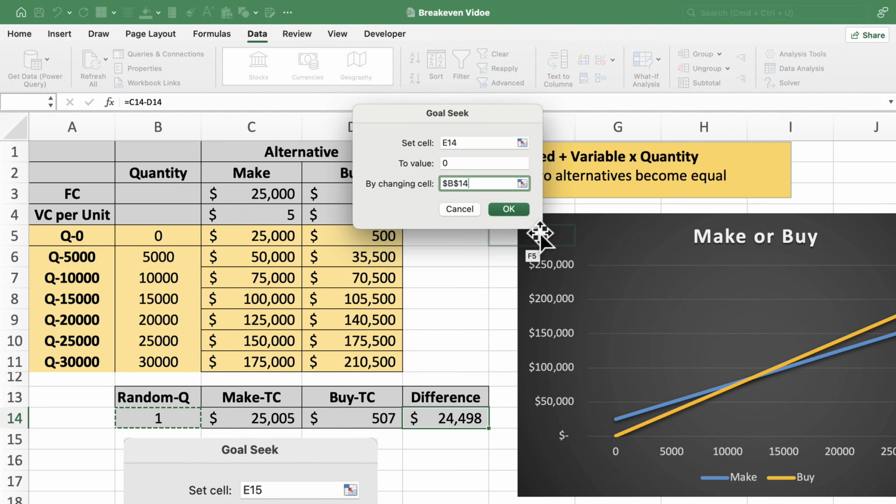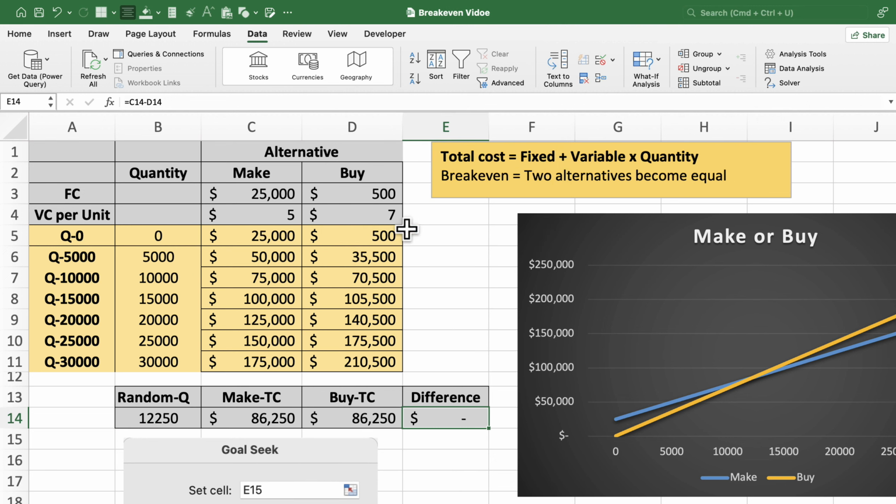Now in the next step I will just click on OK, but before I click on OK, just look here carefully. What's the value of the random quantity? It's 1, which is essentially a random quantity. When I click on OK, this will change and the total cost will change and the difference should become 0. So I click on OK.